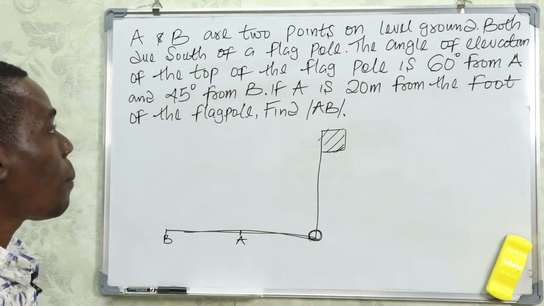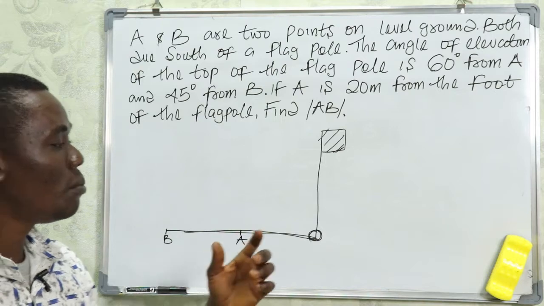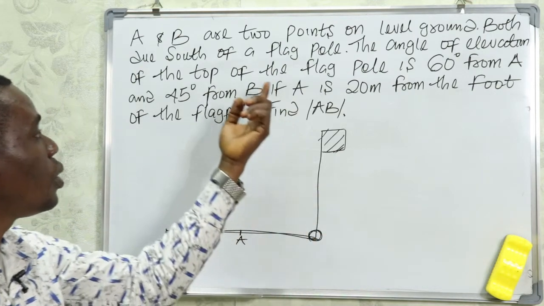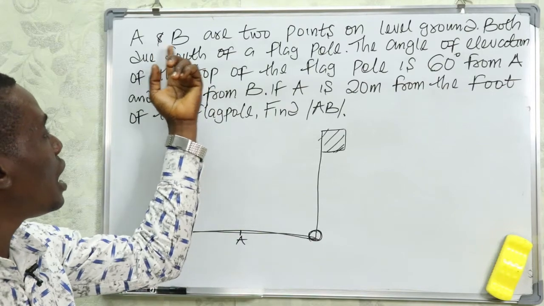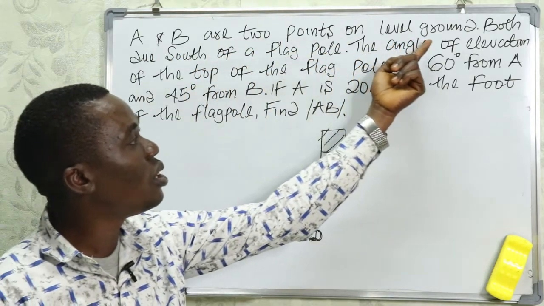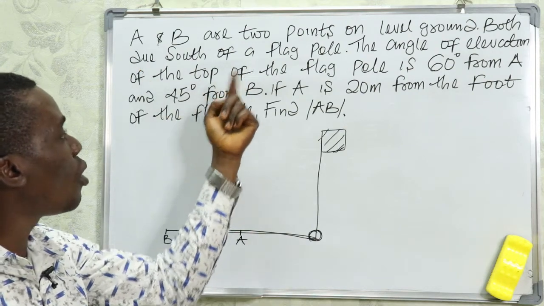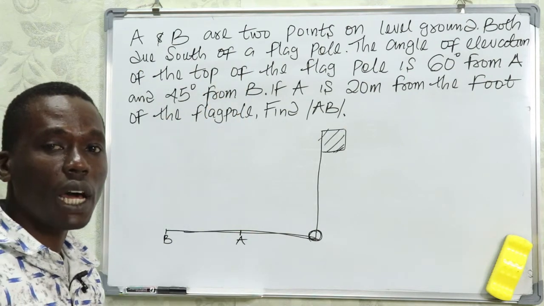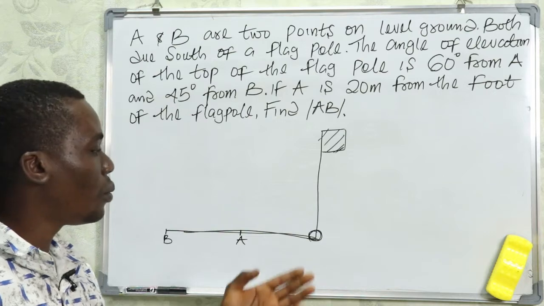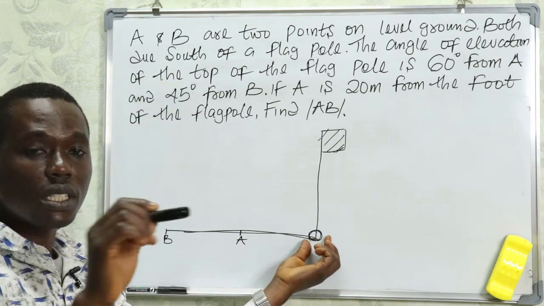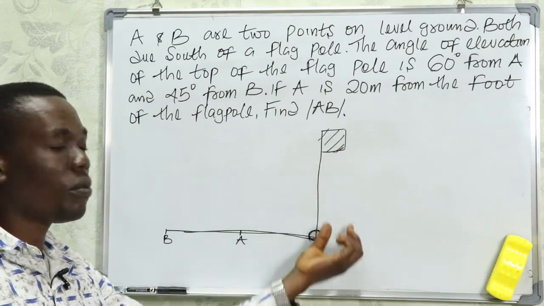Now many people usually make a mistake of putting point A here and point B there, because we are told that A and B are 2 points on level ground, both due south of a flagpole. This is the south, north, south, east, and west. This is south of the flagpole.